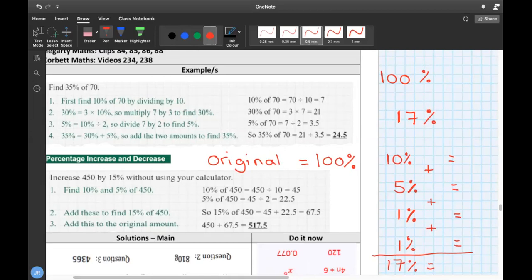Okay, so key things to remember: whatever your original amount is, that will be equal to 100%. You then need to try and make up the percentage that you've been asked for using tens, fives, and 1%. They will be the most helpful values to get the percentage that you're after. Let's have a go at some of the questions now.